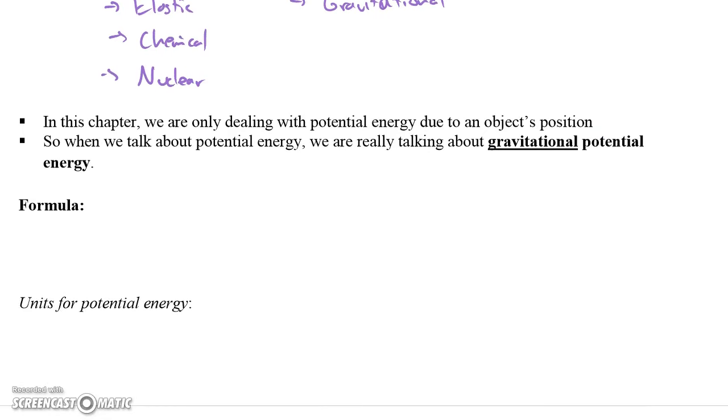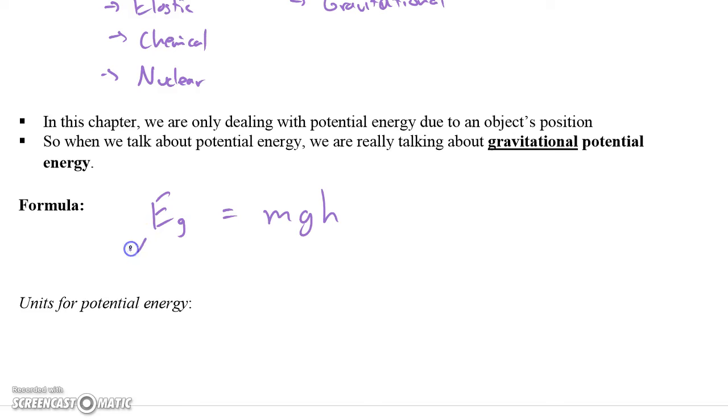The formula for this is E, standing for energy, and we give it a subscript g to stand for gravitational potential, equals mgh. You can find derivations of this, but I'm just giving you the formula.